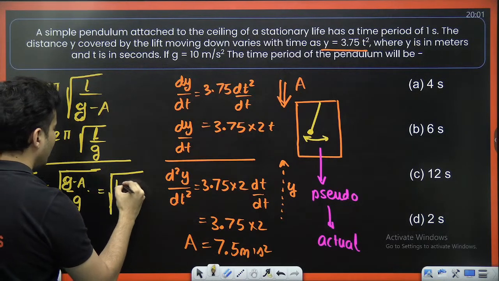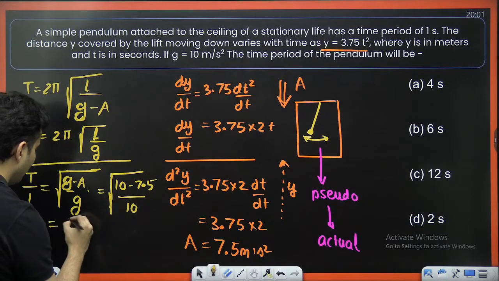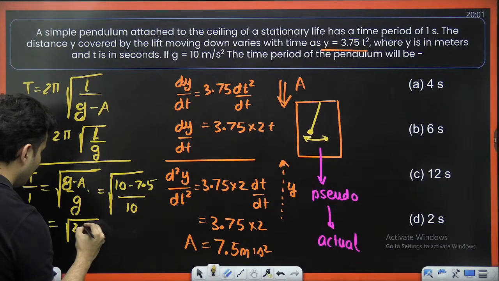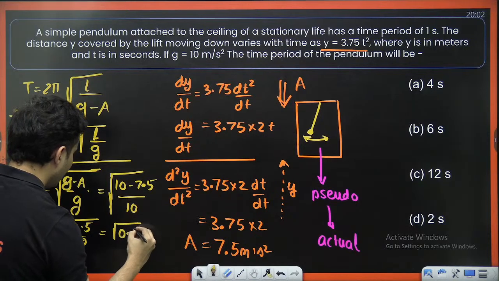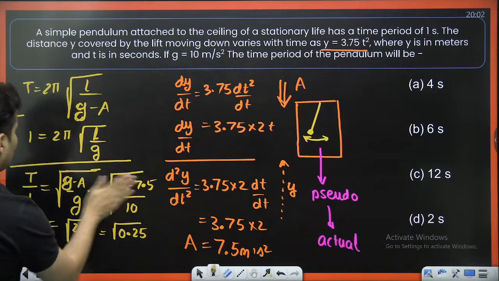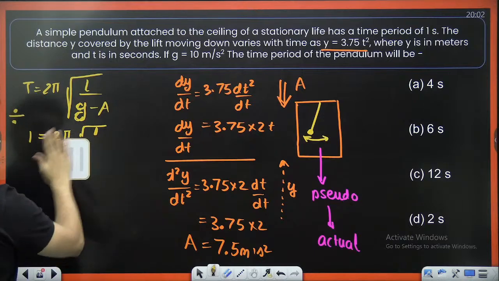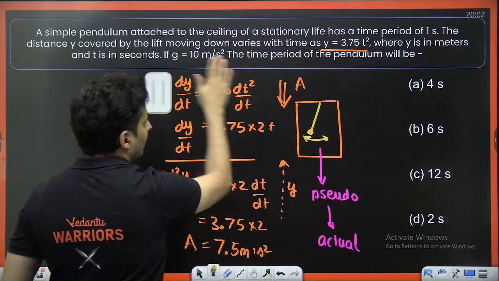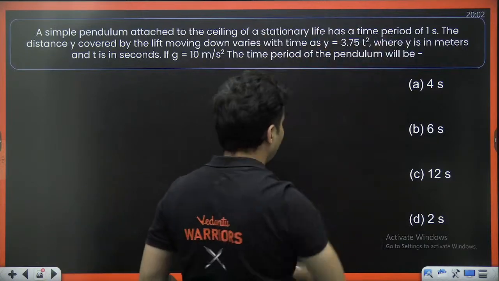So this will be 10 minus 7.5. How much is it? It's 2.5. 2.5 by 10, which is basically 0.25. Just check this out. I think here also we made a mistake. Just 1 second. Let me just do this one more time so that we don't make any mistakes.